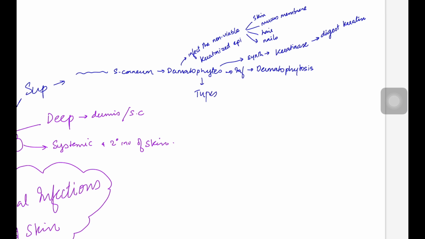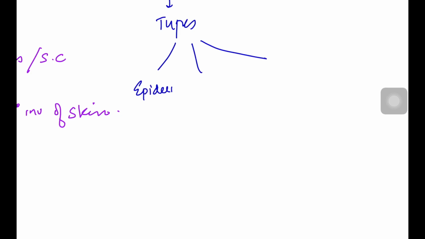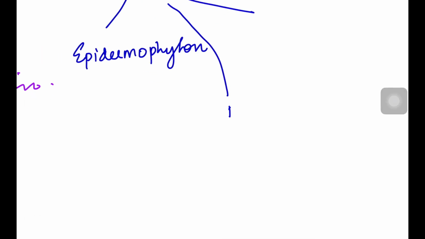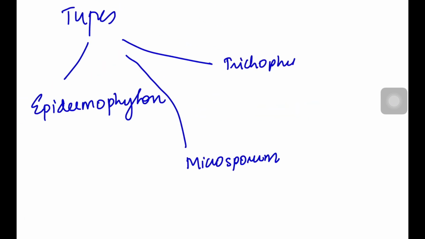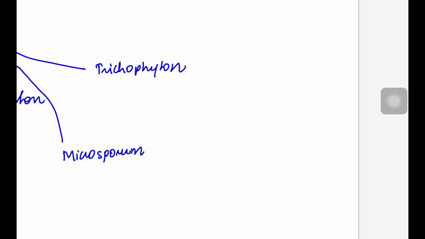A change in the skin microenvironment usually causes the superficial fungal infections, and this allows overgrowth. Now there are three types of this superficial fungal infection by dermatophytes. One is Epidermophyton, the second one is Microsporum, and the third one is Trichophyton. The most common is Trichophyton rubrum, and that causes the tinea or the ringworm.